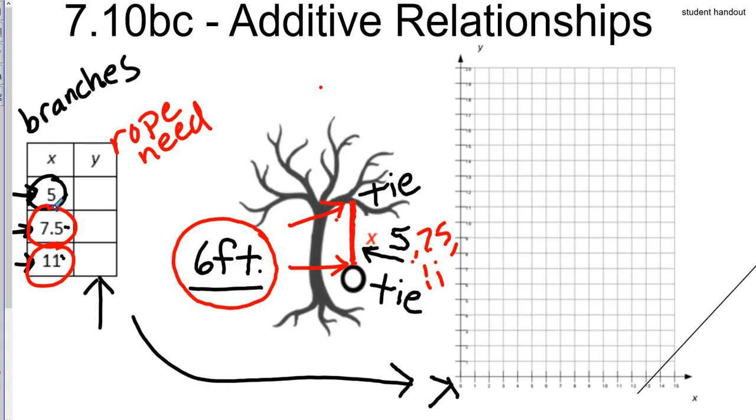So with that being said, if he has a 5-foot branch, how much rope will he need in all? How many feet? 11, right? Because he needs to add 6 to our 5. And if he has 7.5 feet of rope, how much will he need in all? 13.5. And then for 11, he would need what? 17. So you have those numbers. They should be filled in on your table. So if you haven't already, go ahead and fill in those numbers now.